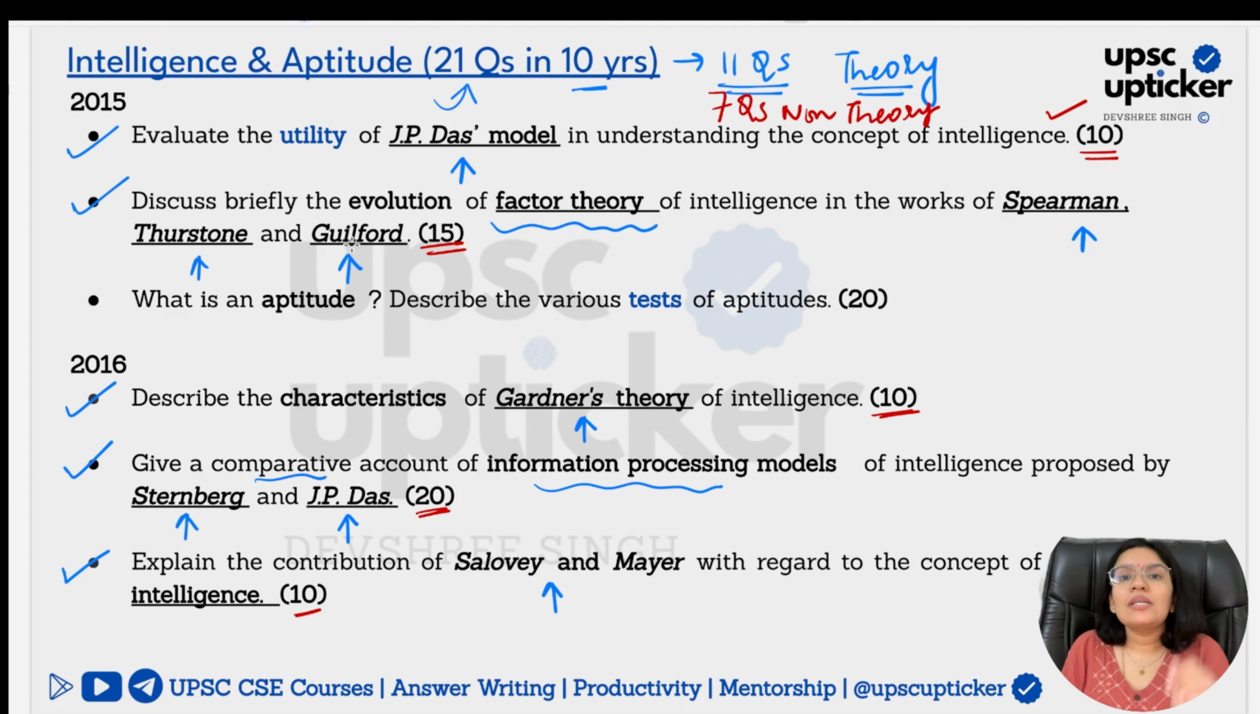Now here I want to discuss the other non-theory based questions with you. Let's have a quick look at these questions. What is an aptitude? A very simple and direct question. Various tests of aptitude. Again, a direct part. All of this is clearly given to you in classes. Even in books, you will find it. But in books, you will have limited content. In classes, we discuss more.